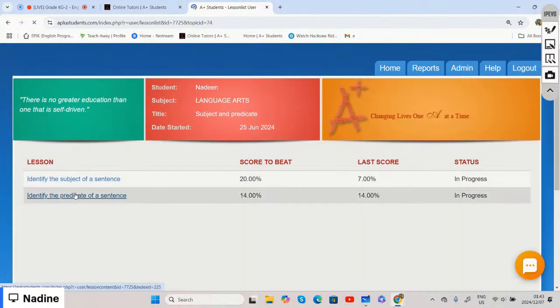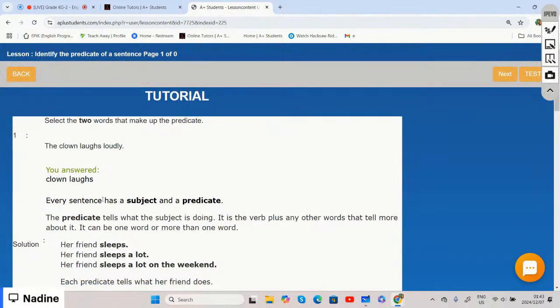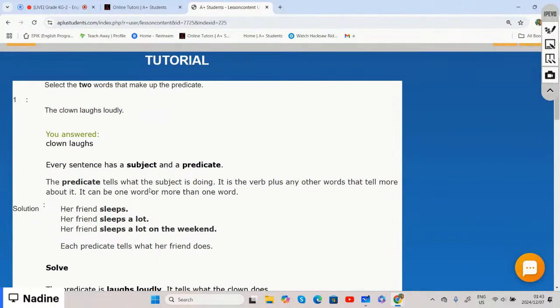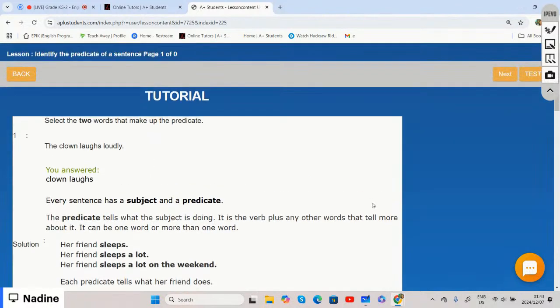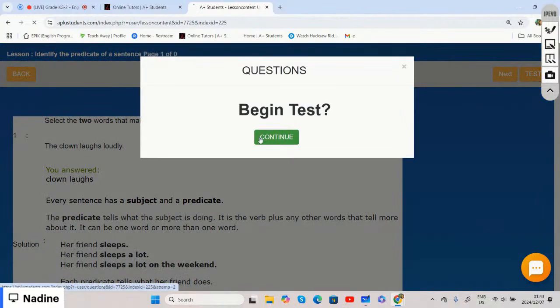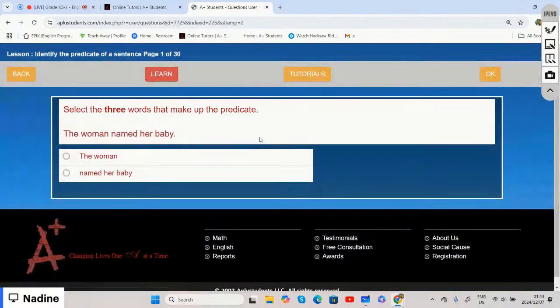And if we were to select the predicate, right, we see that the predicate is the action, it is the verb that tells us what the person is doing. And if we look at the test, we need to select the three words that make up the predicate. Remember, the predicate is the verb plus all the other words that modify it or that tell us about it.